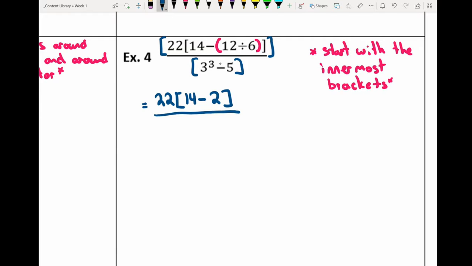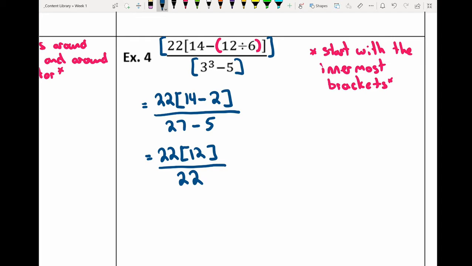On the bottom, because we're treating the bottom separately, we can simplify the 3 to the power of 3. So 3 times 3 times 3, which is 27, and then minus 5. Now again, going back to the top and treating the top separately, I'm going to treat my brackets, so it's going to be 22 times 12. And then the bottom I can simplify, so 27 minus 5, which is 22.